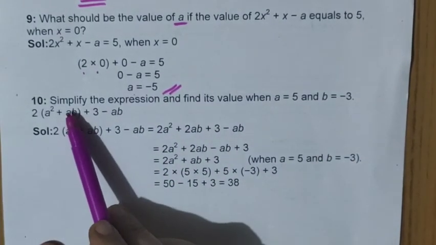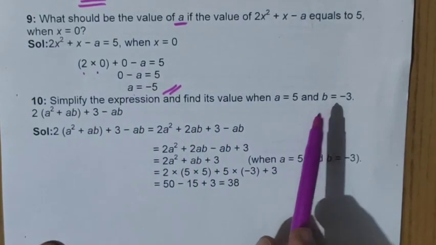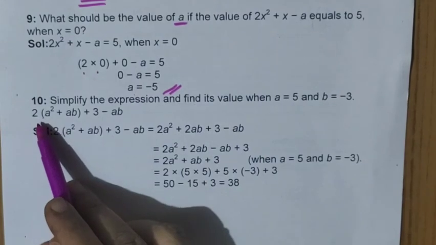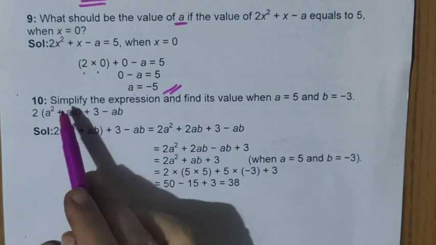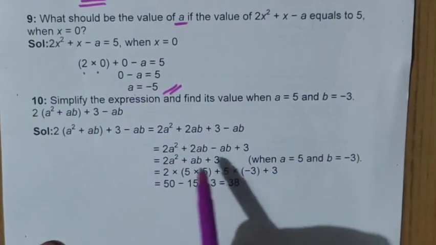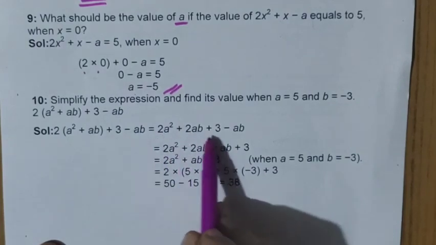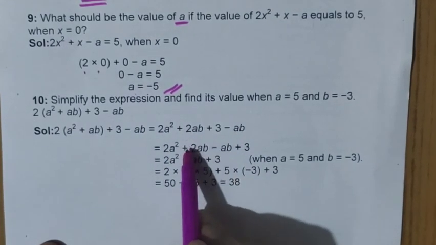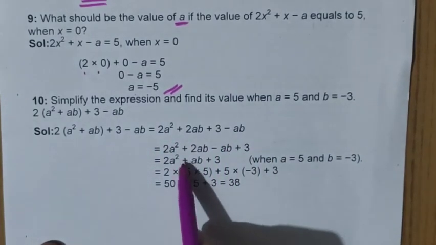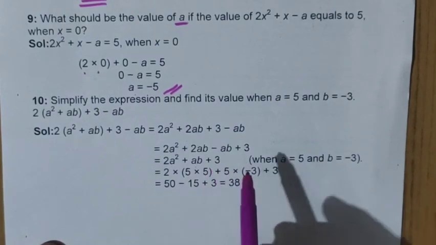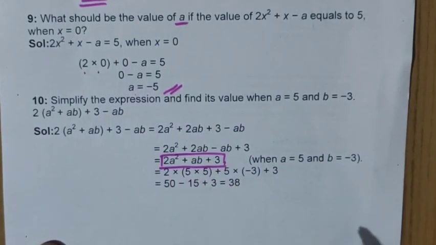Next question, the 10th one, simplify and find the value when a equal to 5 and b equal to minus 3. So the question is 2 into a square plus ab plus 3 minus ab. So what we should do first is simplification. So 2a square plus 2 into ab, 2ab plus 3 minus ab. So 2ab and minus ab should be grouped, other terms are alone. So 2a square plus ab plus 3. So this is the simplified answer, 2a square plus ab plus 3.